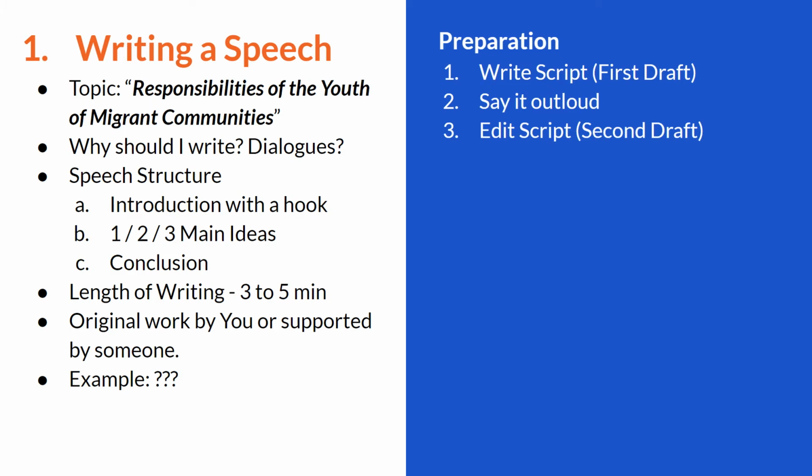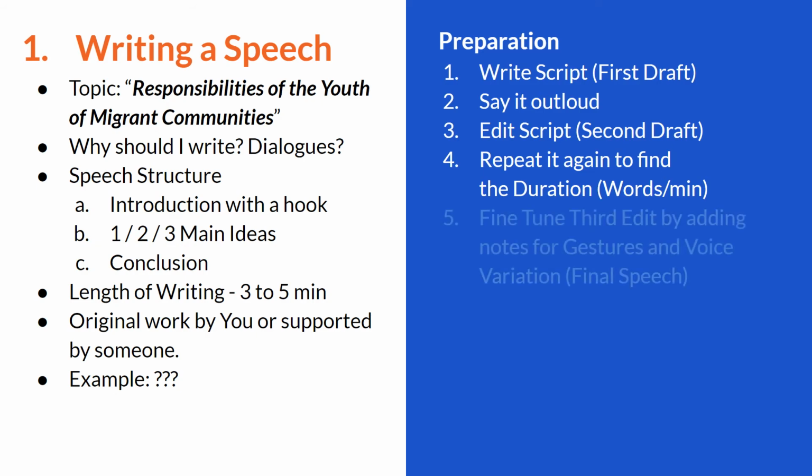Edit your script so that you can change around words. Edit your script so that you can include many other sentences that you'd like instead. Try and get rid of any extra sentences that you feel are too much. Oh, this sentence is useless. Let's remove it. Let's add another sentence. So edit your script after you say it out loud. After that, repeat your script again to find the duration. And when we say duration, we mean words per minute. Some people can usually say about 100 words per minute, or 130 words per minute. So make sure to repeat your script and also time yourself when you're doing it.